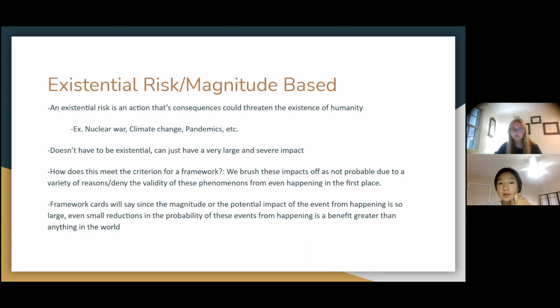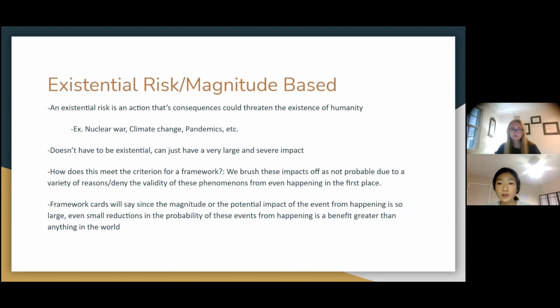But it doesn't really have to be existential. It can just have a very large and severe impact, like climate change, pandemics, all of that. So how does this meet the criterion for a framework? Usually we brush these impacts off as not probable. A lot of judges, especially in the Alabama circuit, will not vote on a nuclear war scenario because it's really improbable for a raise in taxes to lead to nuclear war. So they brush it off as not being probable, and they think there's not a reason to vote for it.